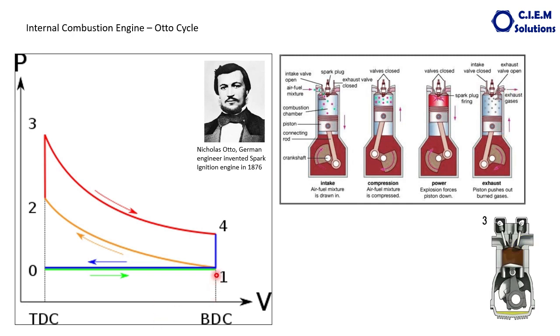From BDC, this is again 1 to 0, it goes back. See the blue line. So when it goes back, the volume is reduced and the pressure anyway has become minimum here inside at number 4, and whatever exhaust gases are there, they are evacuated from the cylinder to the atmosphere. So this is the sequence of the operation in an Otto cycle or the spark ignition engine. The effective work done is from 2 to 3.